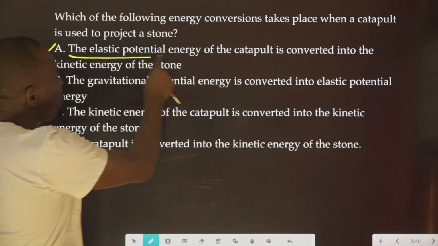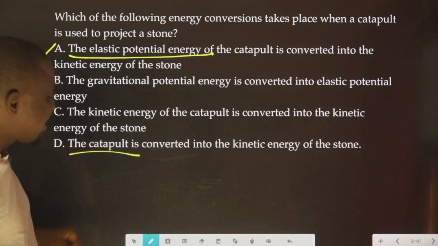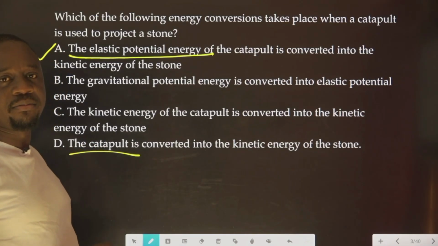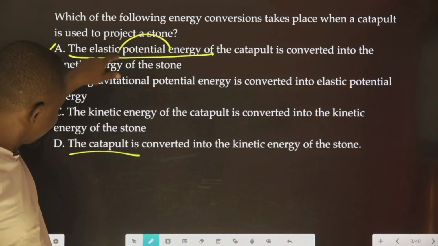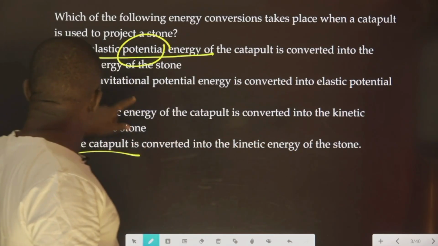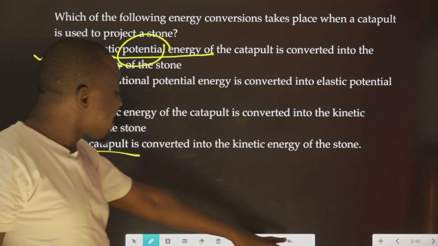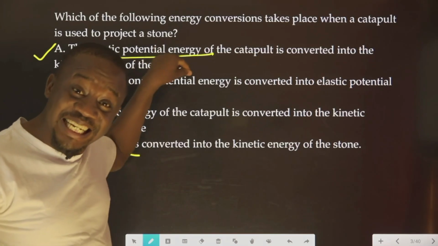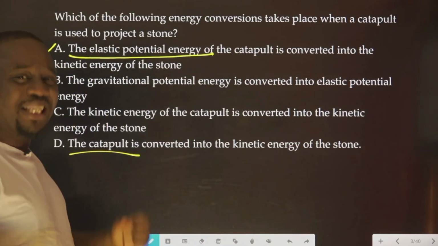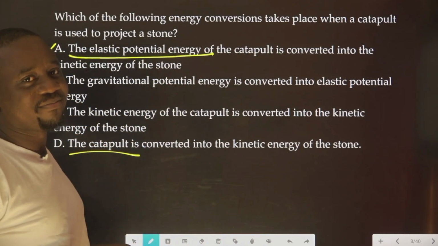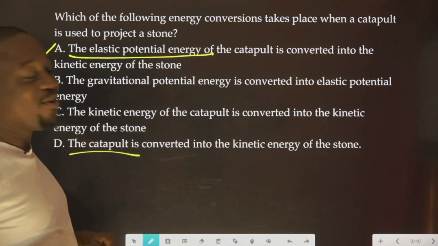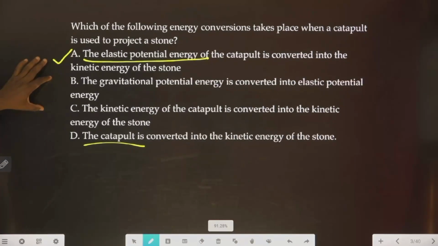But this was removed from this. Some people will mark this in a hurry. Is this that is converted to this? Potential to kinetic. That is the physics in this question. There is no physics here. Catapult. What is catapult in physics? There's nothing like that. Okay? Hope you understand this. Let's look at this.